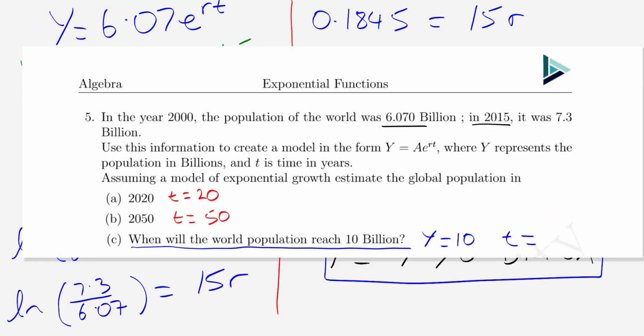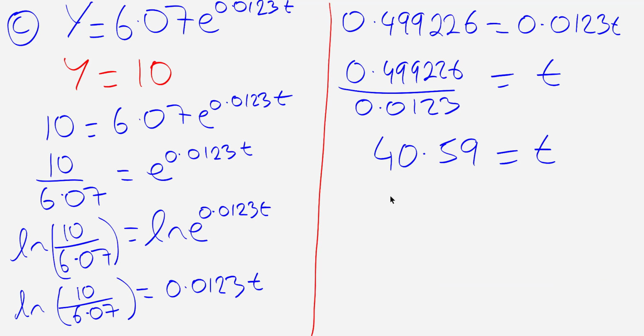If we look back at the question, when will the world population reach 10 billion? The population will be 10 when t equals 40.59. And if you want to be more specific, sometime during the year 2040, we predict the population to hit 10 billion.